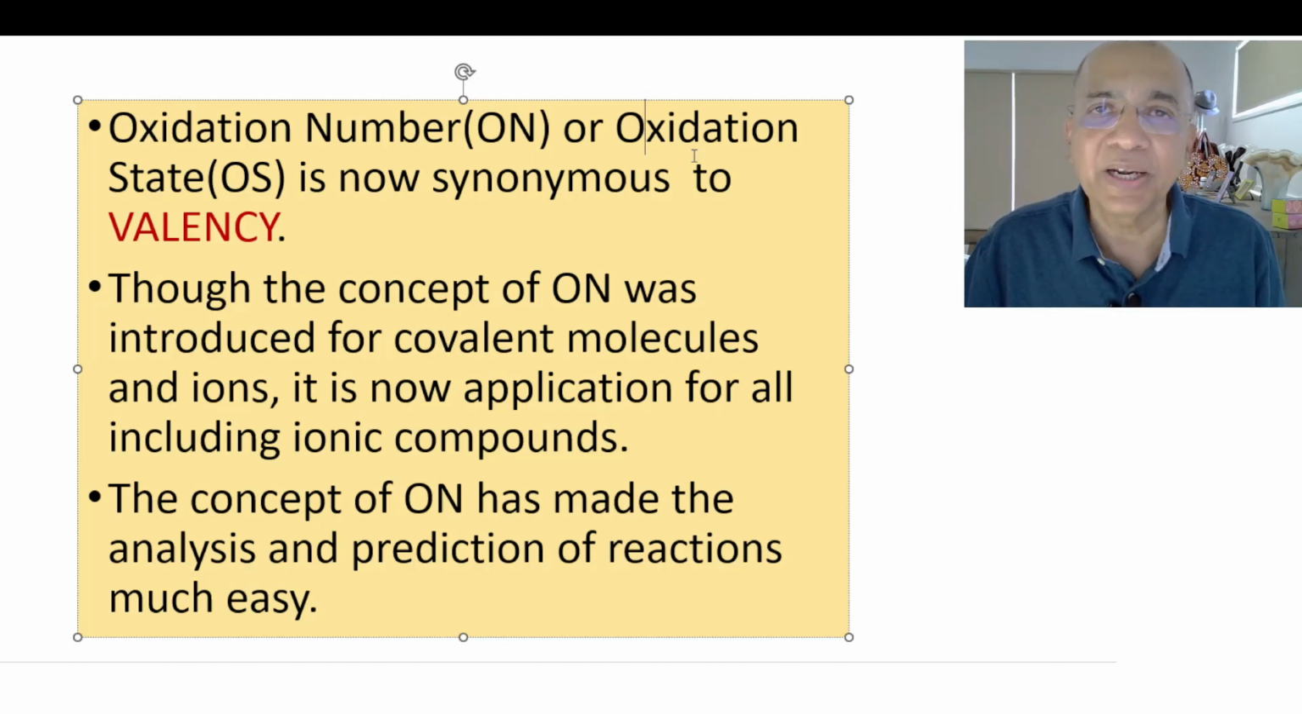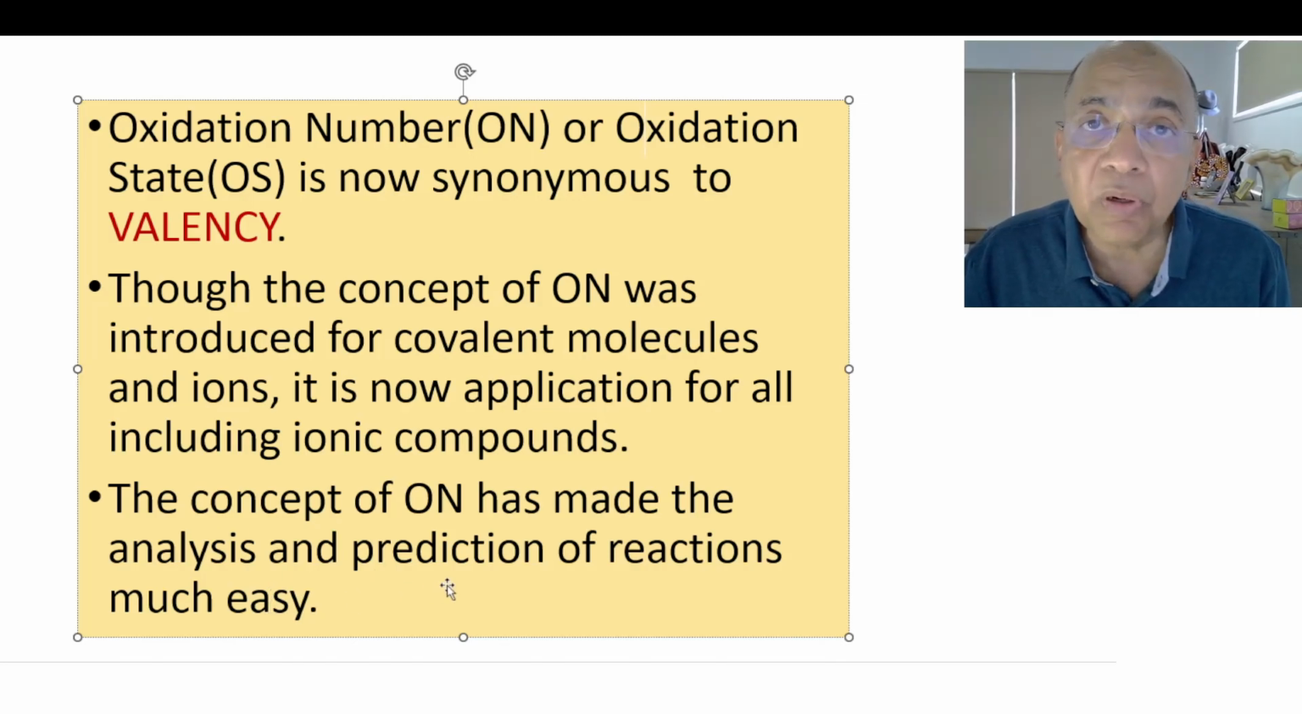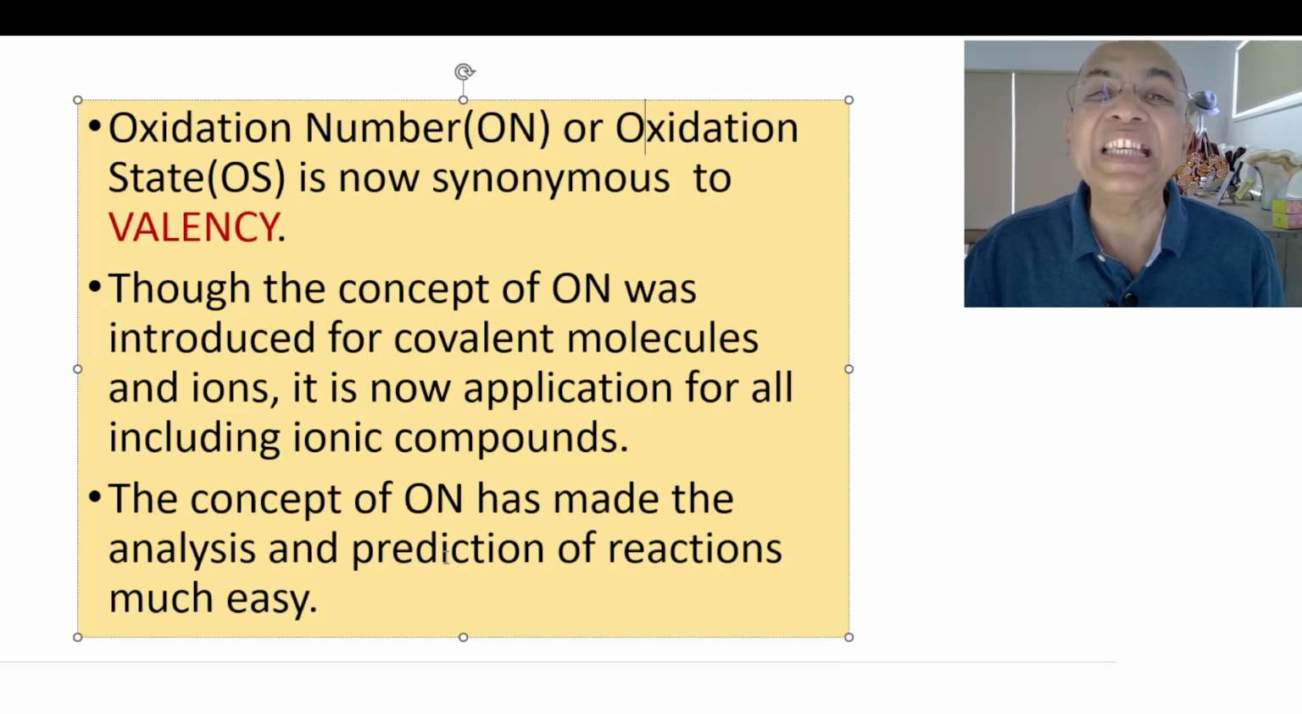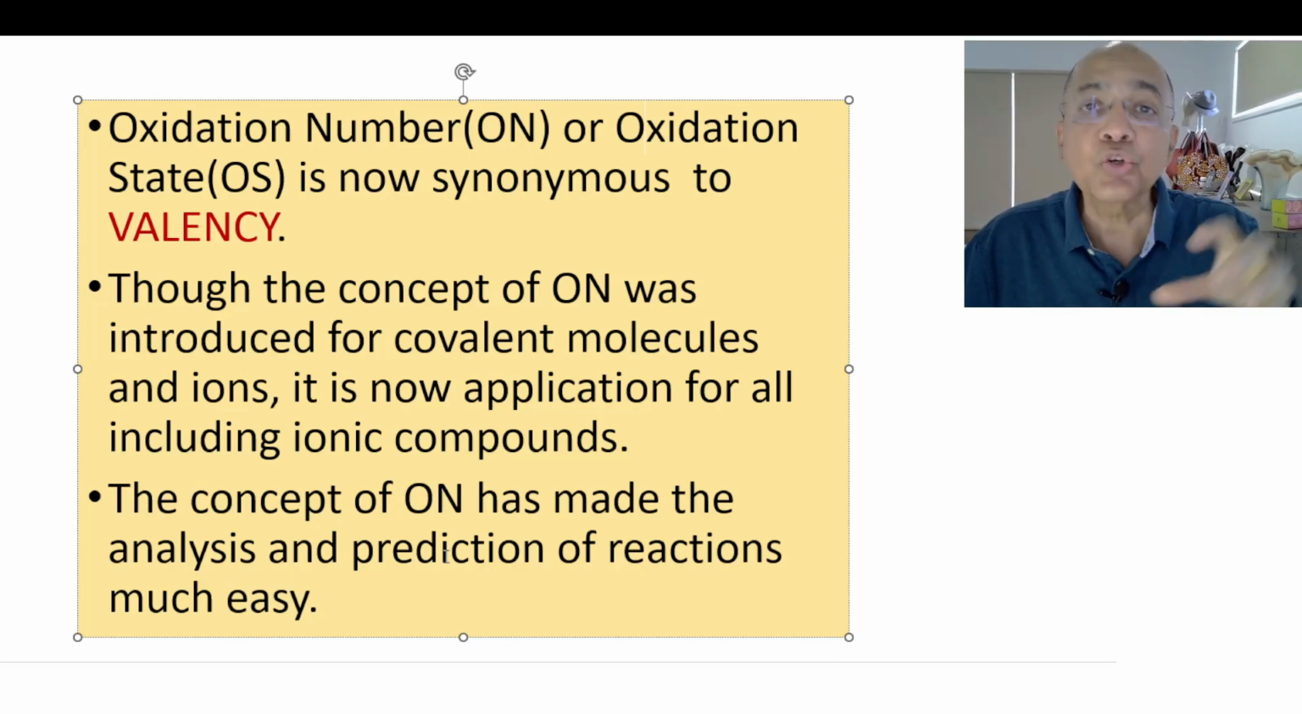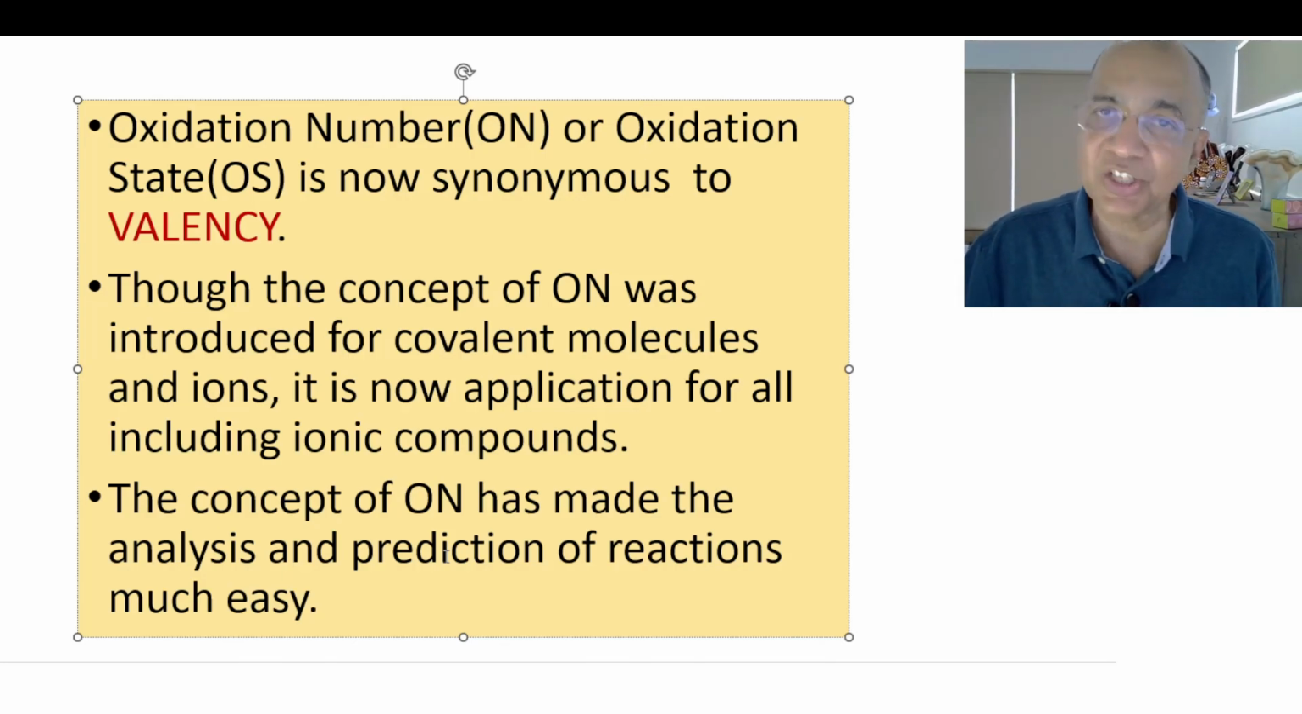for covalent compounds. The concept of ON is very important because it has made the analysis, the study and prediction of innumerable inorganic reactions easy. Although it is a paper charge, its study is very important to monitor the fate of a reaction.